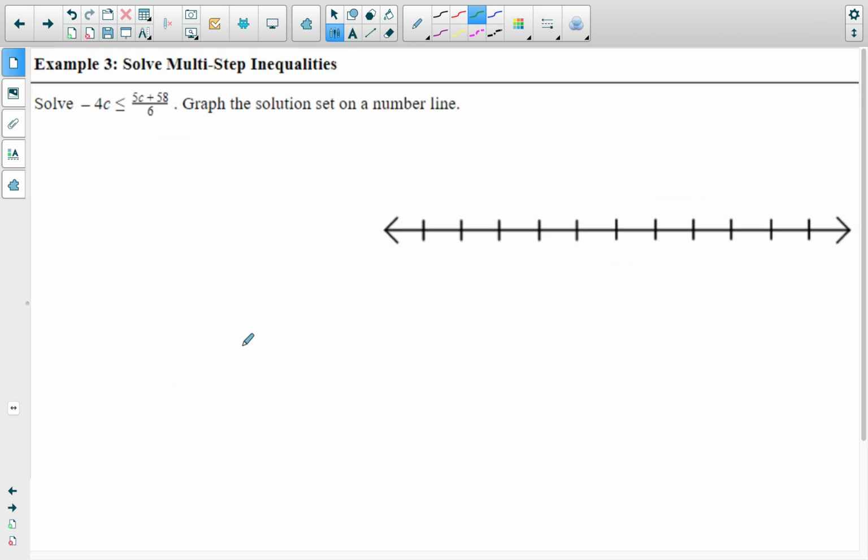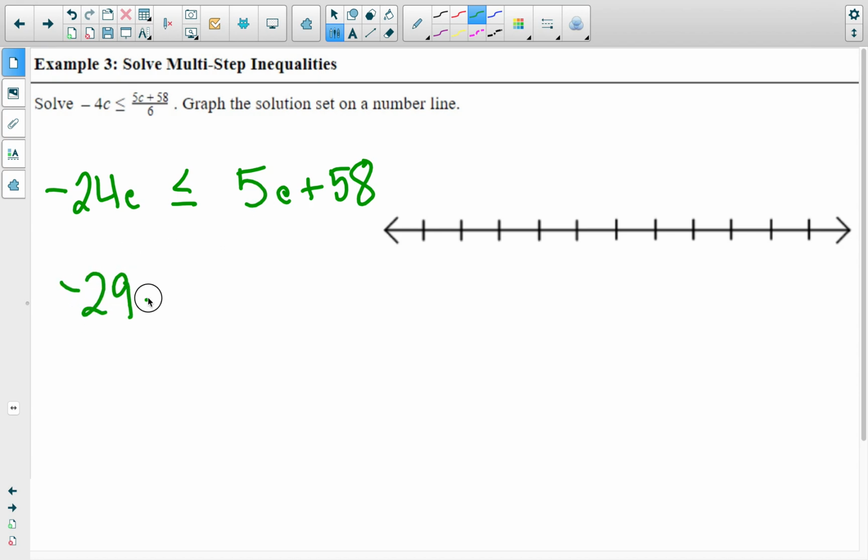Solving multi-step inequalities, so we can do this just like we would multi-step linear equations. Negative 4c is less than or equal to (5c plus 58) divided by 6. A couple ways we could go about this. My choice is going to be to multiply both sides by 6 so that I can clear out that denominator. When I multiply both sides by 6, I will end up with negative 24c is less than or equal to 5c plus 58. And now I want to combine my like terms, so I want to get my c's together. I'm going to subtract 5c from both sides to give me negative 29c is less than or equal to 58.